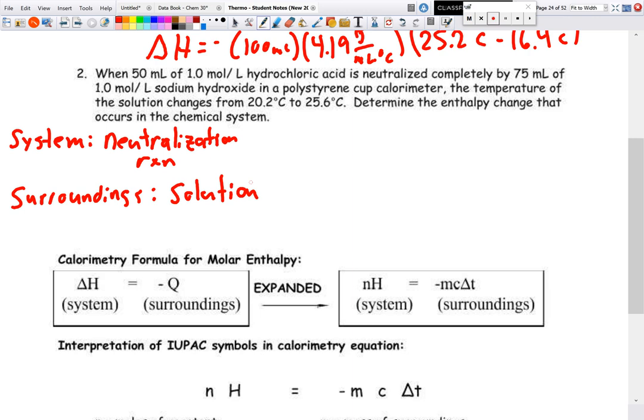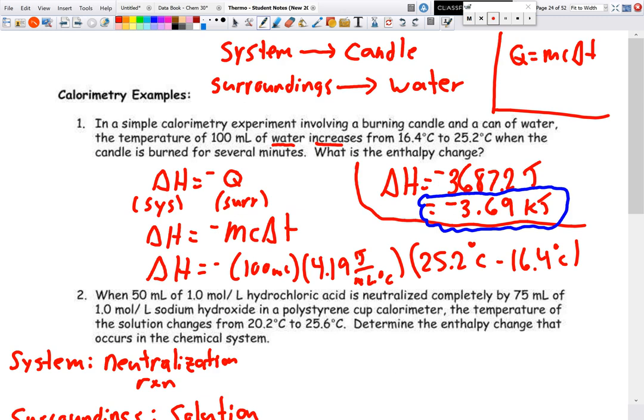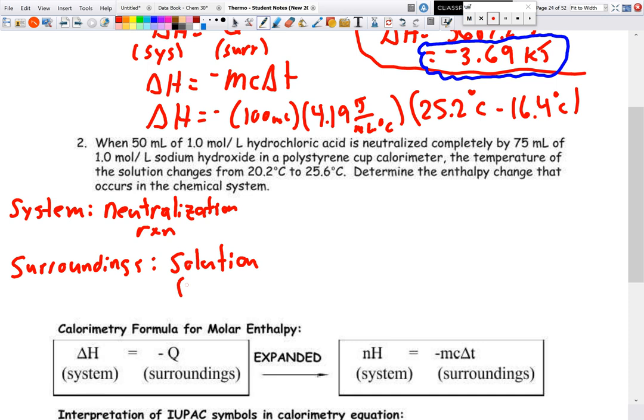Now, you will notice that it doesn't say anything about what this is, it's just a solution. So this is when we're going to have to take one of our key points on back here: if we have a weak, dilute, aqueous solution, it has the same properties of water, specifically 4.19 joules per gram degree Celsius. So we need to make sure that we assume that this solution is in fact water.